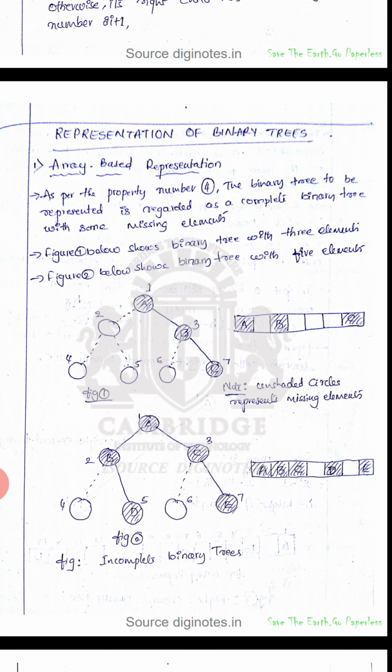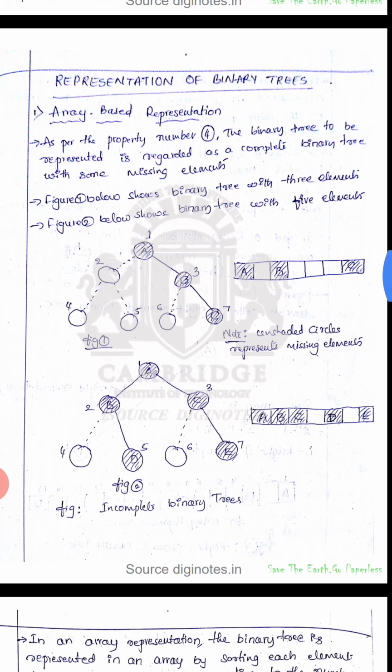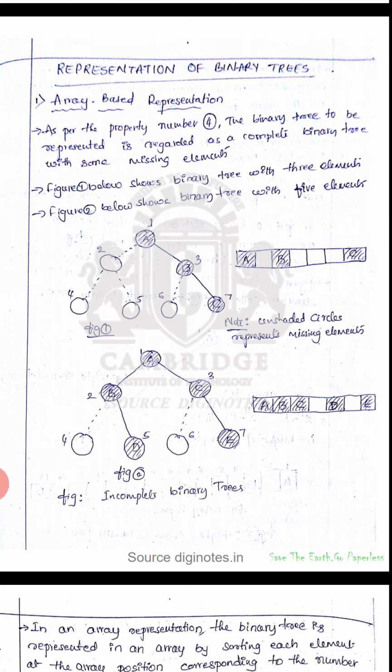So, representation of a binary tree. The first representation is array based representation, which means we are using an array in order to represent the binary tree. What we have already seen, as per property 4, is that in a complete binary tree some of the elements will be missing. In the below diagram, figure 1 and figure 2 are complete binary trees.